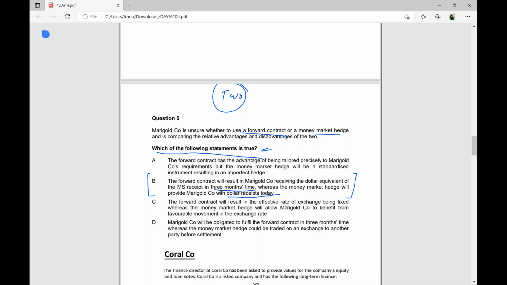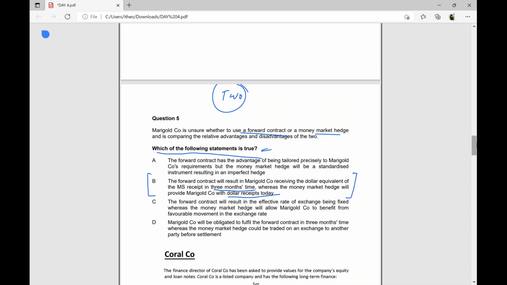Whereas in money market hedging, remember I just saw the question as well, we use the spot rates. Spot means today's rates. So in money market hedging, whatever is happening, it's happening today. That's the basic difference: in a forward exchange contract, whatever is happening is in 3 months, and in money market hedging we use spot rates today. B is the answer.